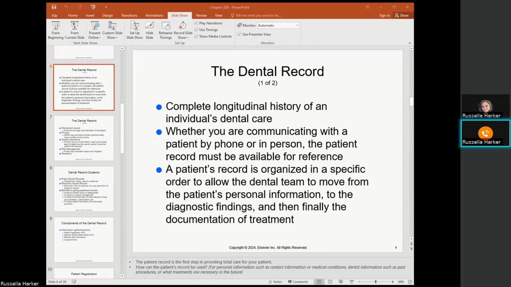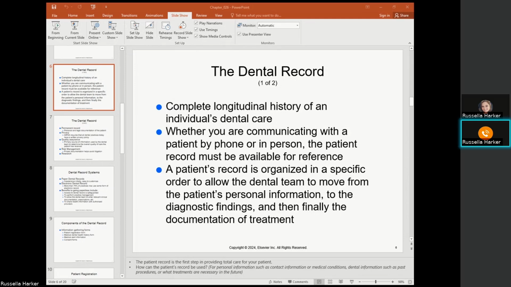The patient's record is always organized, or should always be organized, in a specific order. When it's a paper chart, it's typically organized so that on the left-hand side of the chart, you will have the patient's personal information. And then on the right-hand side, you're going to have the diagnostic findings on the top, and underneath you'll have the documentation of the treatment. In electronic dental records, they can be in different formats depending on how the electronic record is set up.